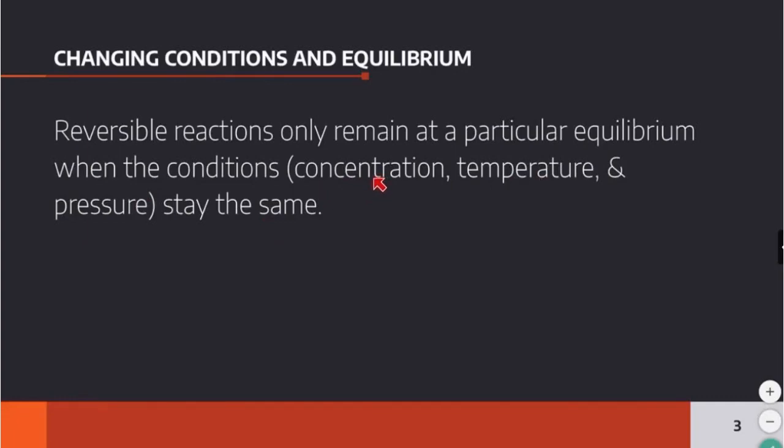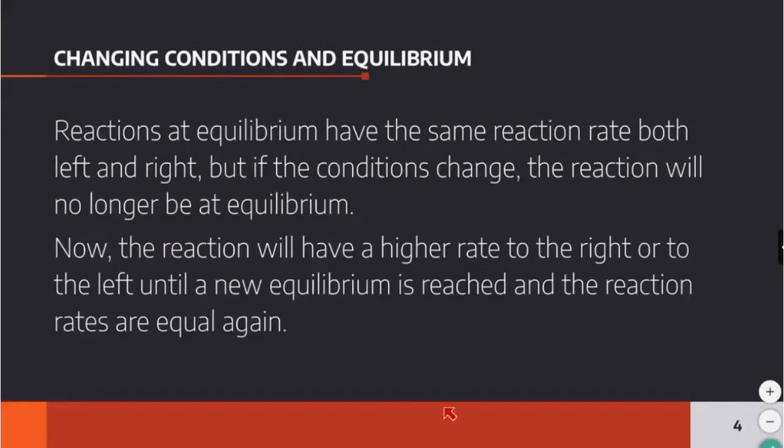So if a reaction is at equilibrium and we change the concentration, it will no longer be at equilibrium. The reaction rates going left or right are going to be bigger than the other one. It'll be out of balance, and it's no longer at equilibrium. And the same thing is true if we change the temperature, and the same thing is true if we change the pressure under certain circumstances. So that's our first idea.